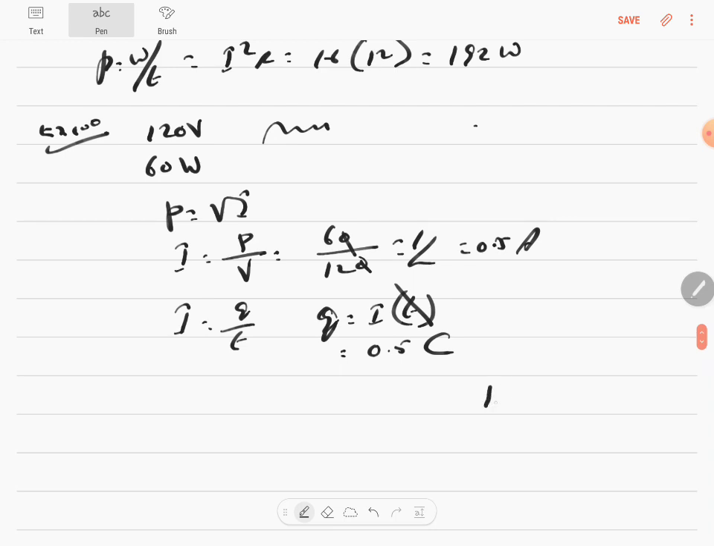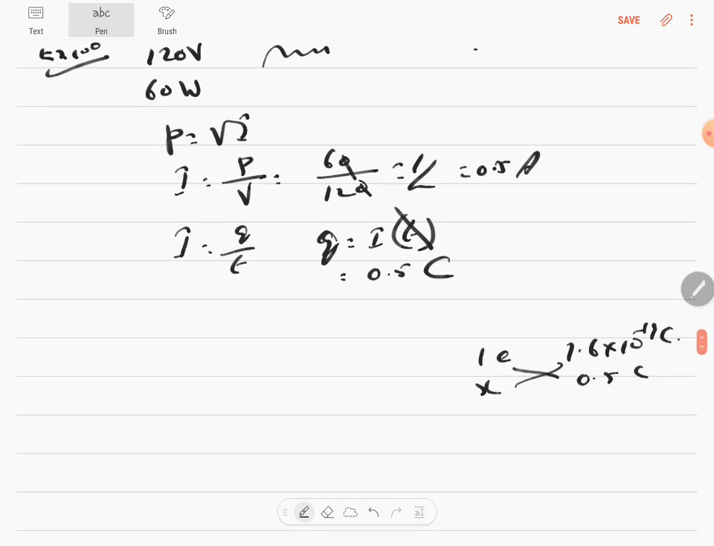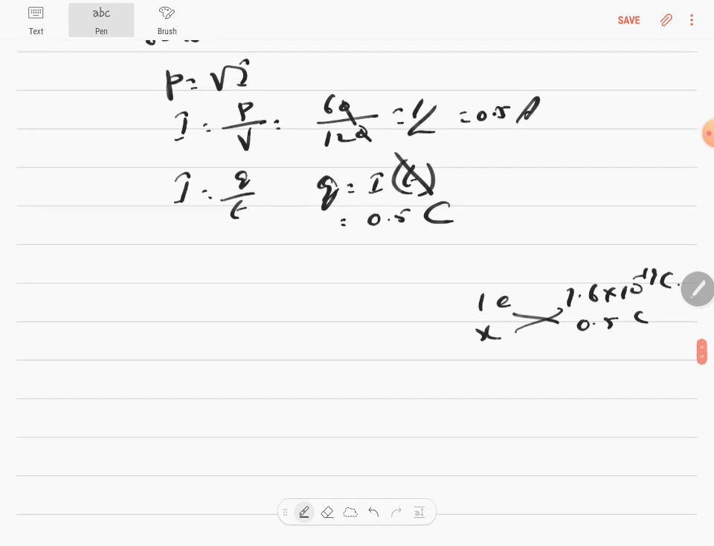So 1 coulomb, if 1 electron has got 1.6 into 10 to the power minus 19 coulomb, 0.5 coulomb stands for how many electrons? You can just cross multiply. Or you already know 1 coulomb of charge consists of 6.25 into 10 to the power 18 electrons.